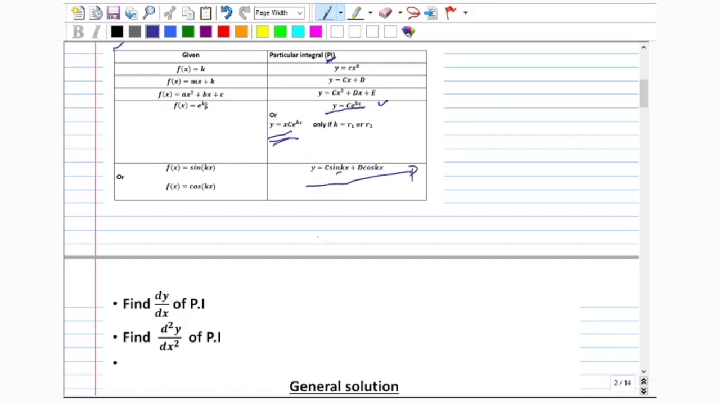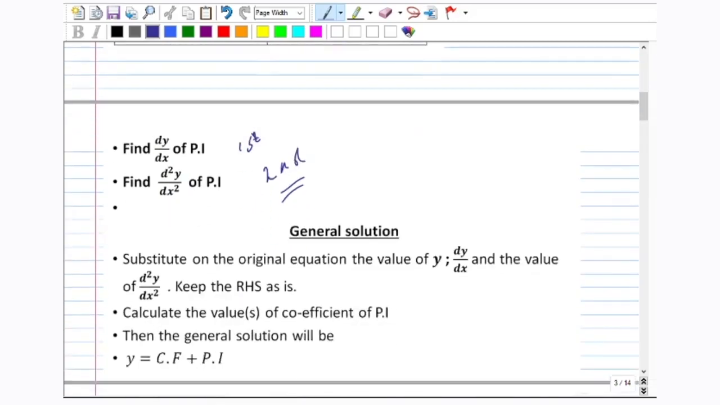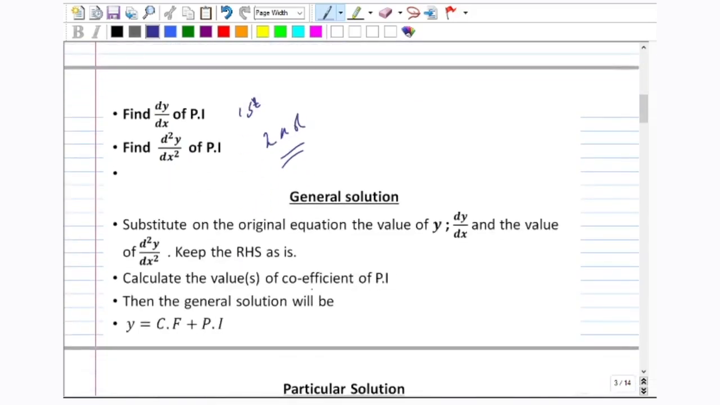Okay? Once you have identified your particular integral, the next step is that you need to differentiate your particular integral. You'll find the first derivative of your particular integral. You will also find the second derivative of your particular integral. Now you'll be ready to find your general solution for this one.